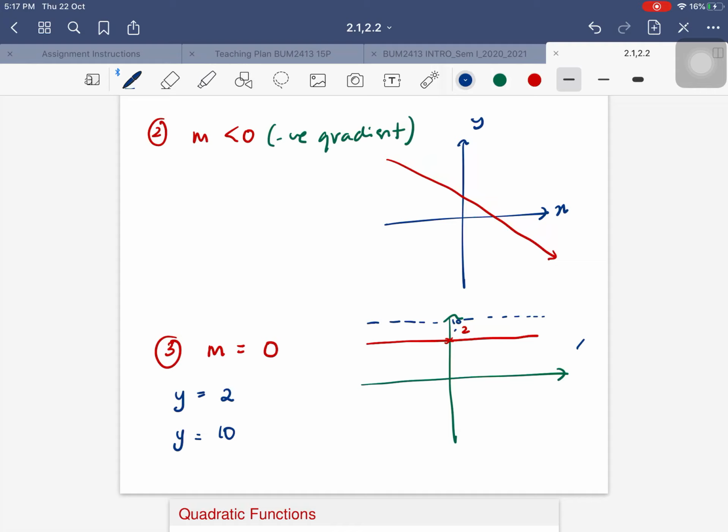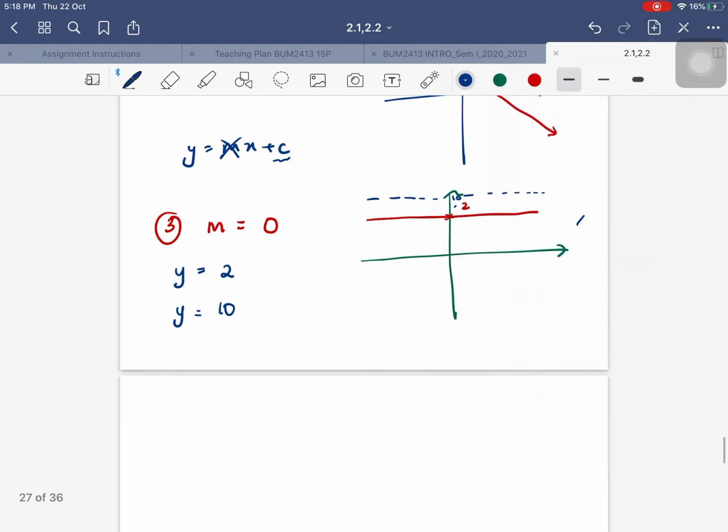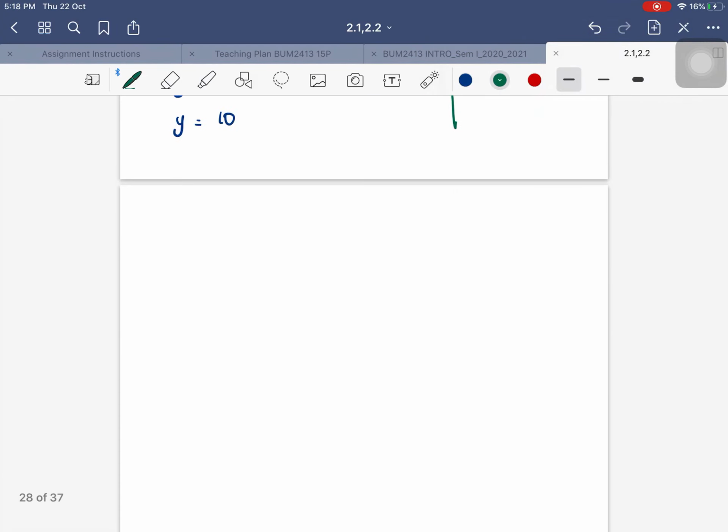So when you have a graph of a constant, the gradient is equal to 0. Because remember, y equals mx plus c, so when m is 0, you will only be left with the c value. And there's another thing that I would like to clarify to you about when we use y, when we use f(x), and so on.